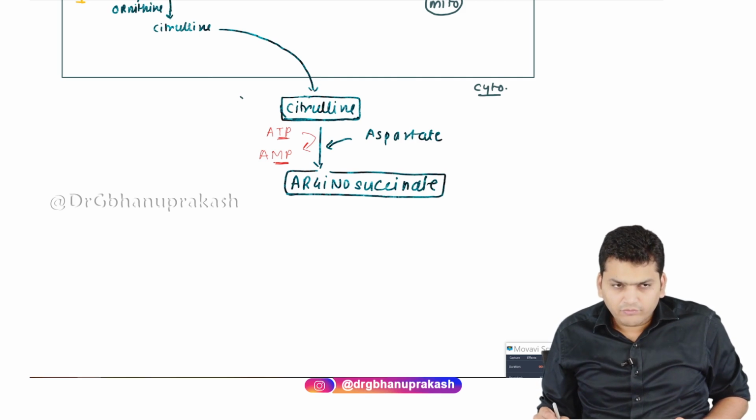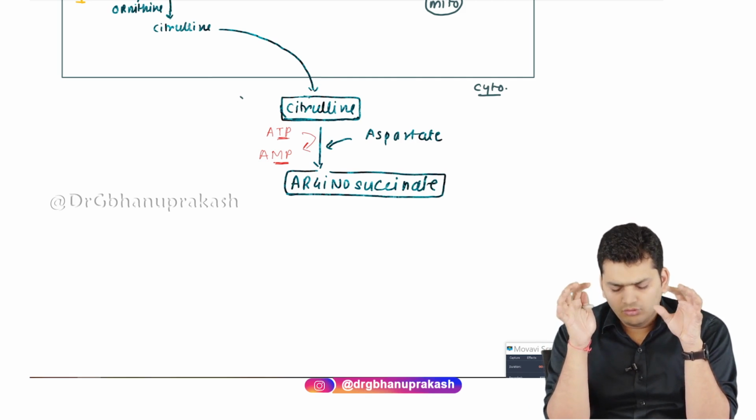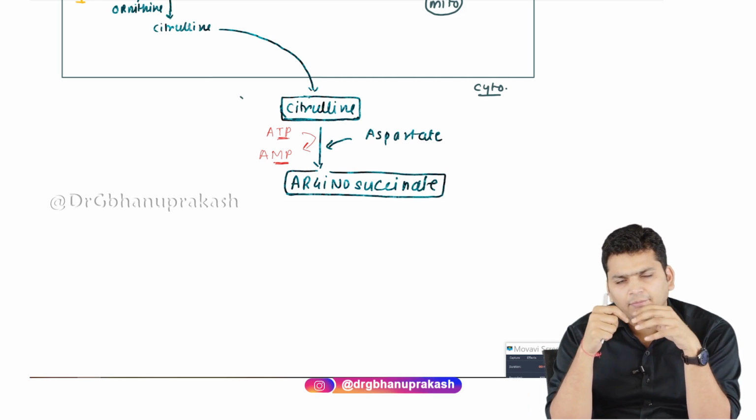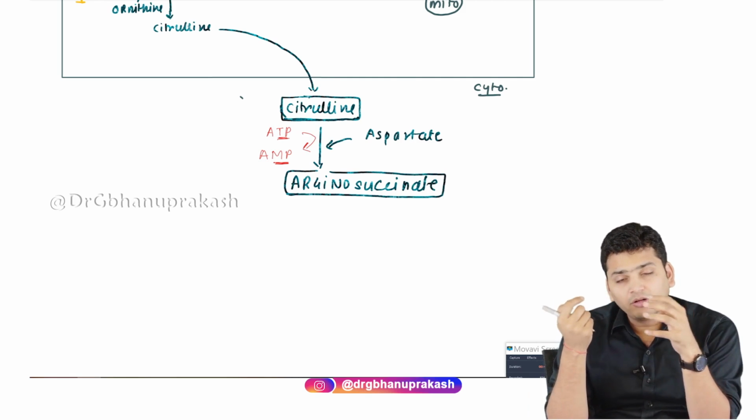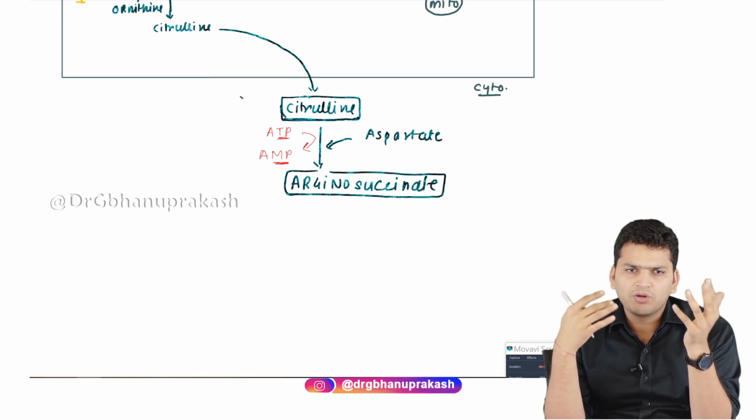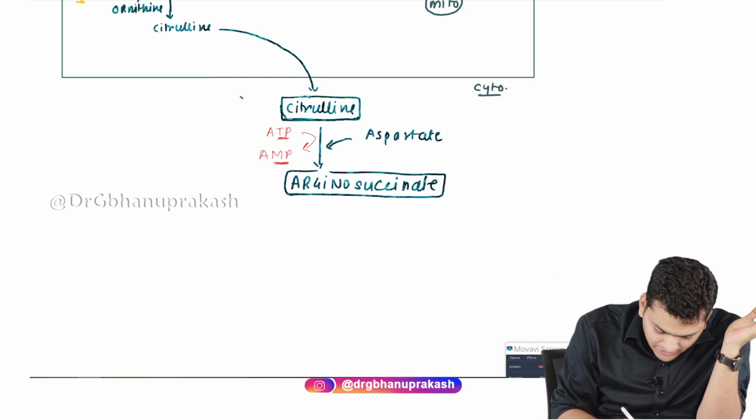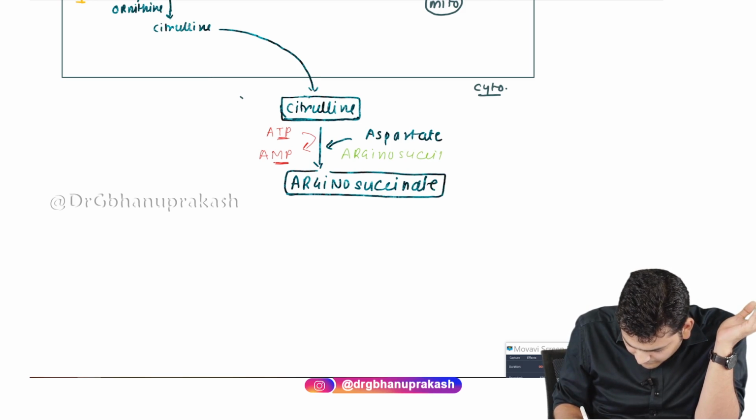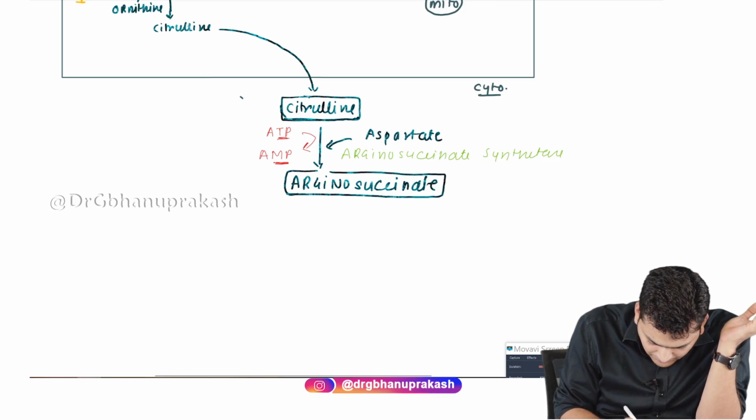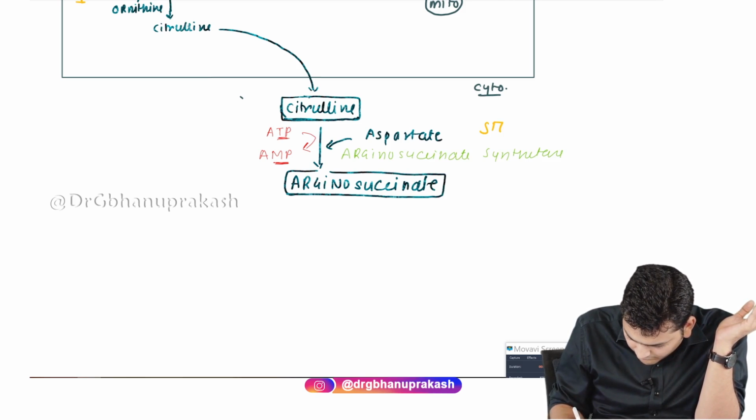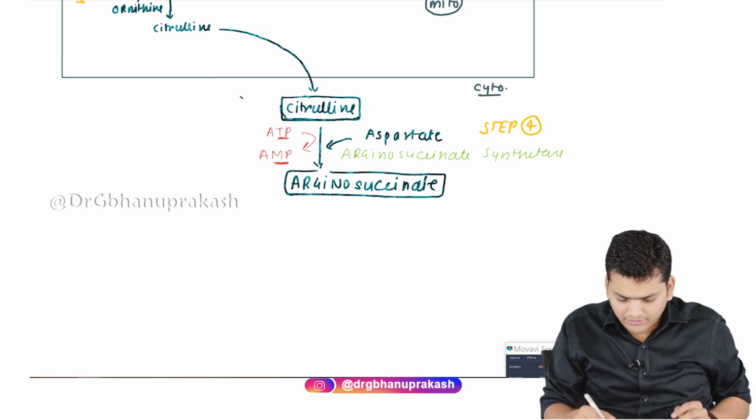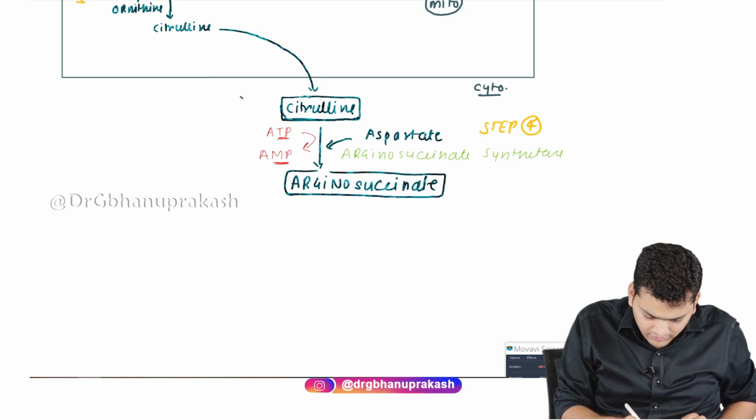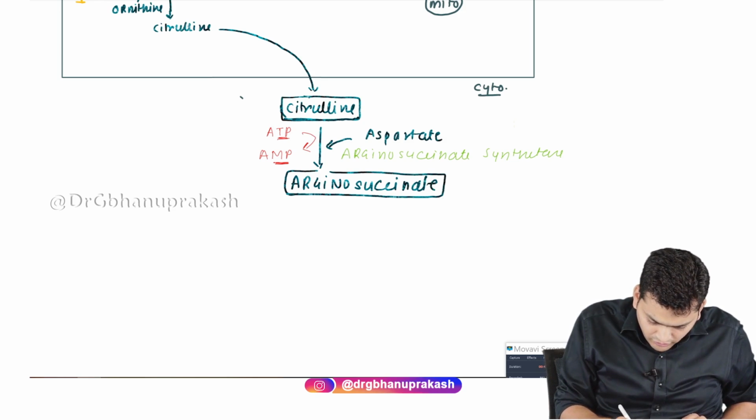So, if I ask you what will be the name of the enzyme, the two small molecules citrulline and aspartate joining with the help of ATP? Is it going to be synthase or synthetase? Yes, it is going to be synthetase because we are using ATP. So the name of the enzyme is arginosuccinate synthetase, and this is going to be step number 3.